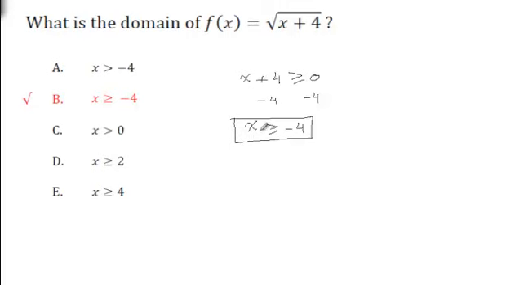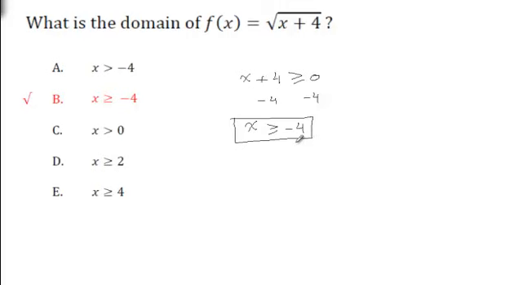This is the domain. Domain means that the value that you are allowed to replace x by should be greater than or equal to negative 4. What do you mean by greater than or equal to negative 4? Don't forget, when we move for greater in negative, we move towards 0. Don't say minus 5. Minus 5 is not greater than or equal to minus 4. Minus 5 is smaller than minus 4.